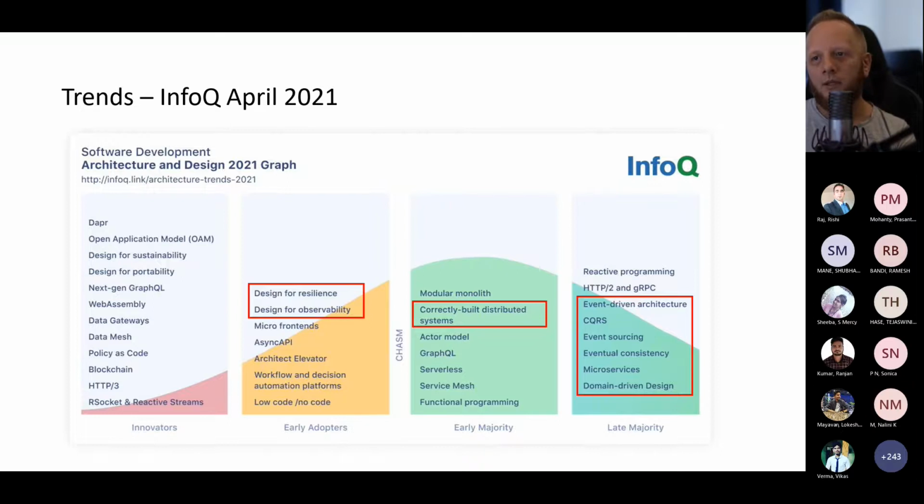And we see all of these things here that have been difficult for a lot of developers to embrace, but they are becoming more and more part of our day-to-day work. And these are the ones that I'll talk about today, more or less, because I think those are the most important ones to create a correctly built distributed system. So that's our biggest challenge today, I'd say: correctly built distributed systems.